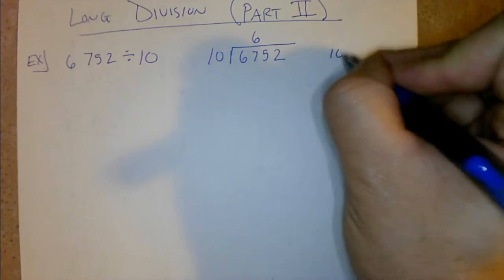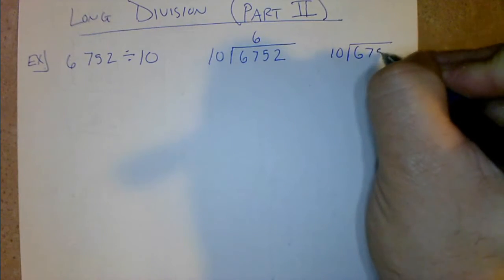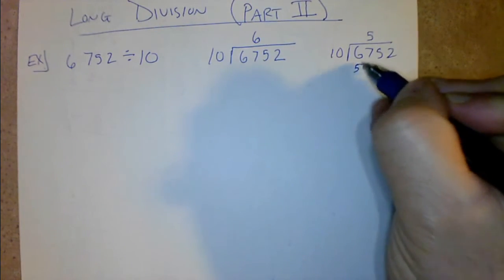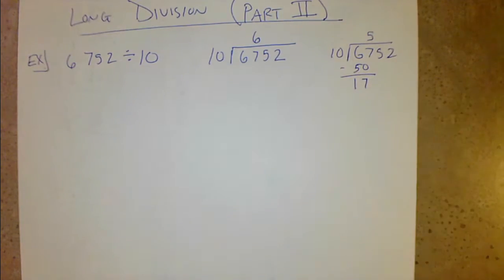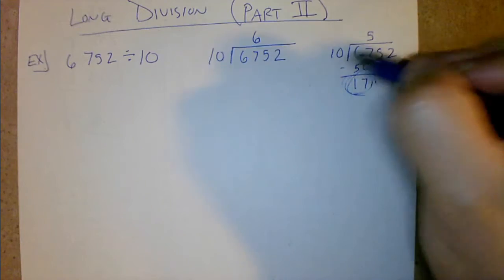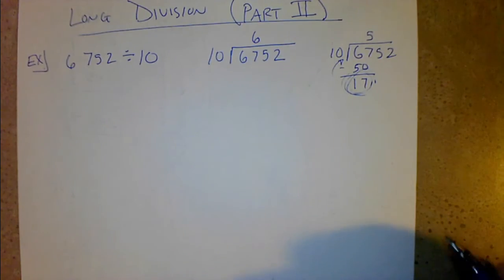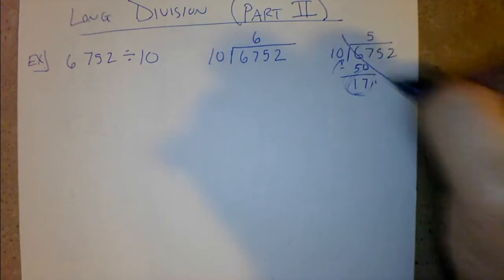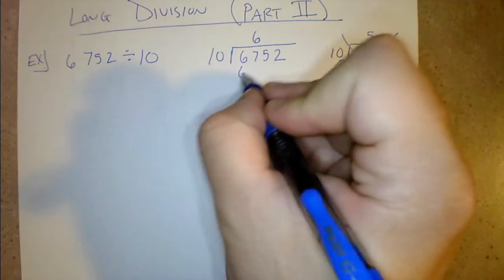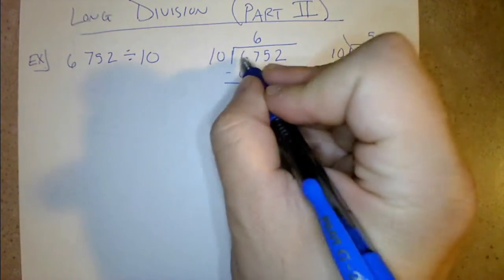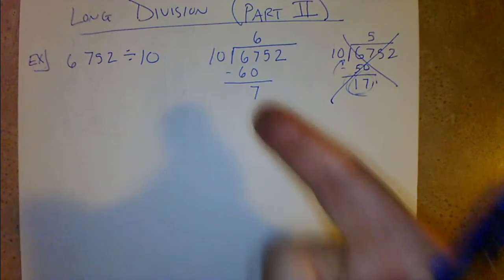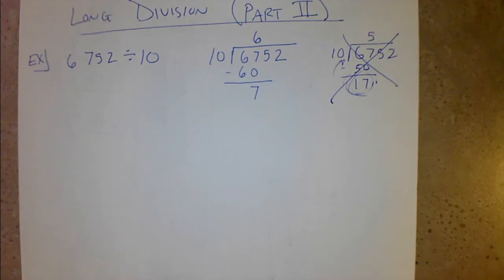Let's just do that off to the side real quick. If I thought it was 5, I would do 5 times 10 is 50, and when I subtract it, I would get a 17 as my remainder. Your remainder can never, ever be larger than what your bottom number is, what your divisor is, and so that wouldn't work. But 6 times 10 is 60, and I subtract 67 minus 60 is 7, and that's a-okay, because 7 is a smaller number than 10.